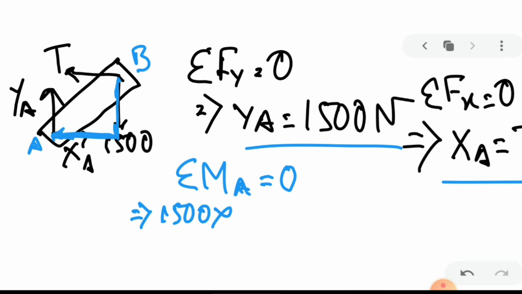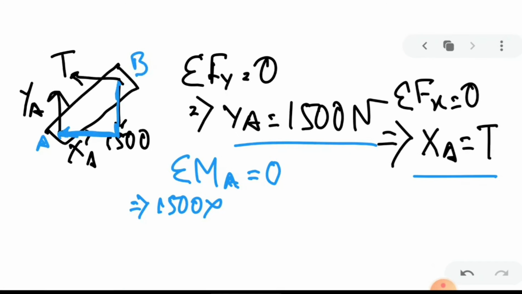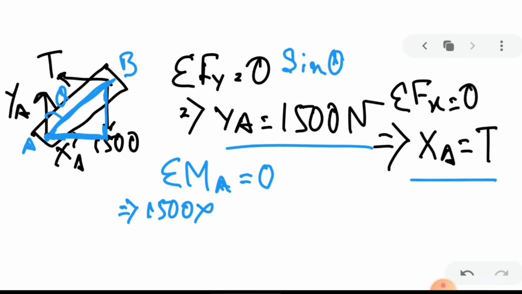In the question it is also given that this is 30 meter, and we can easily find this theta. What is theta? Sine theta is equal to perpendicular by hypotenuse. What is the length of the perpendicular? 15. What is the length of the hypotenuse? 30. Then theta is equal to 30 degree.